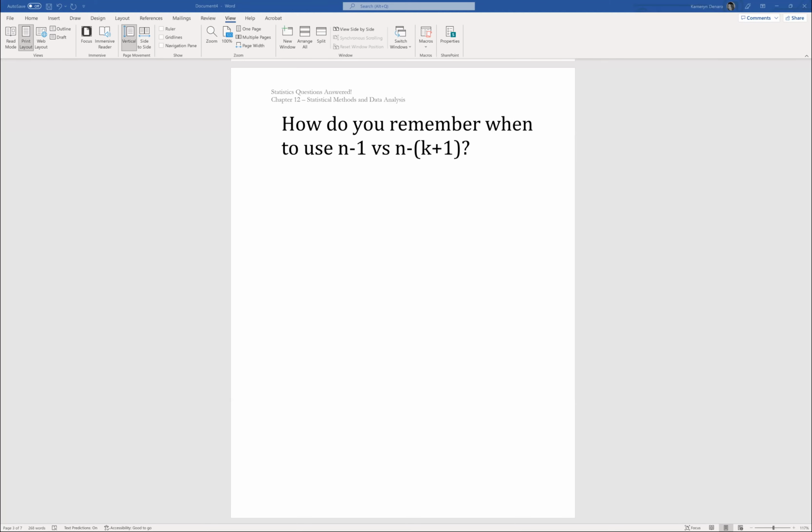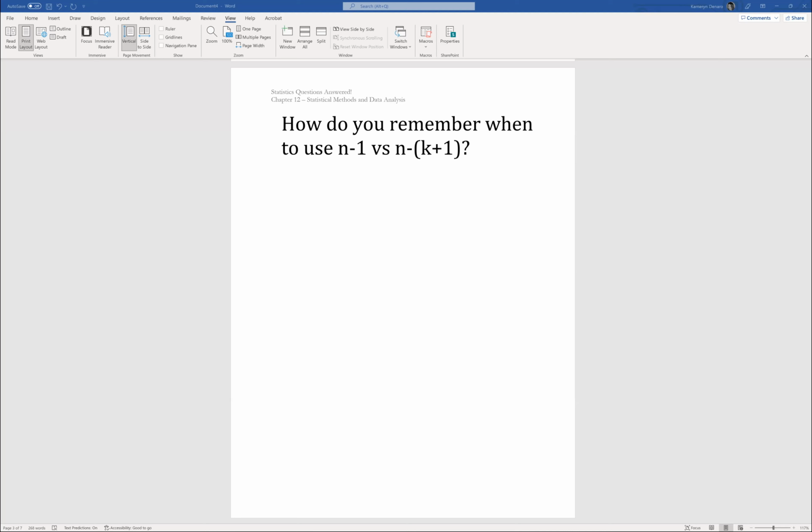Hello, everyone. This week, someone asked, how do you remember when to use n-1 versus n-k+1? I'm going to assume that we're talking about degrees of freedom here. In general, your degrees of freedom is going to be your sample size minus the number of parameters you're estimating.